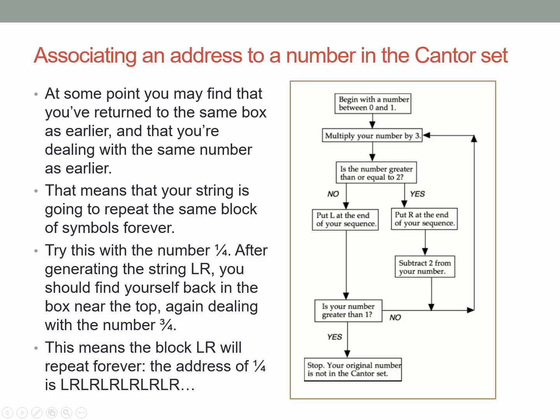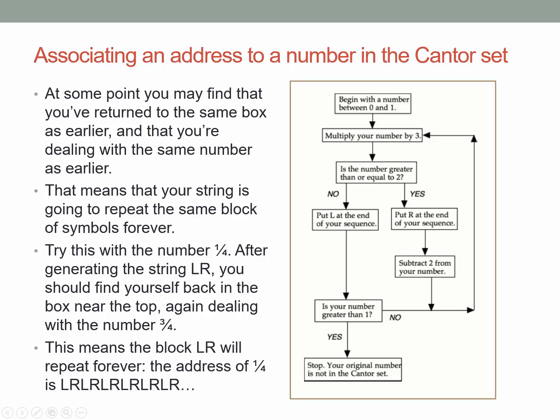So now we put down an R. And then the next instruction says subtract 2 from your number. Are you following me? I have 9/4. I've just written down an R at the end of my sequence. And now I'm going to subtract 2. This gives me 1/4. And now I loop around. I come back to the box at the top.